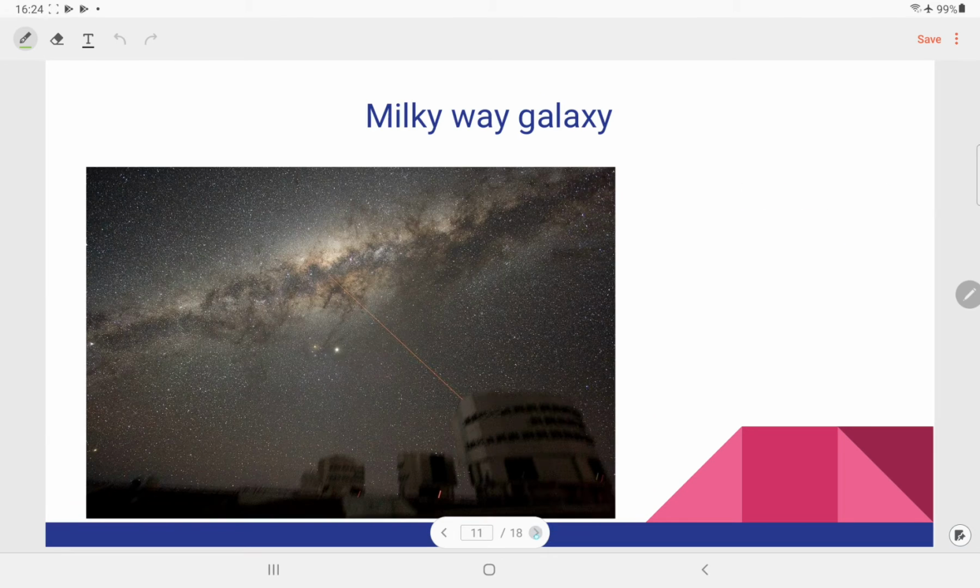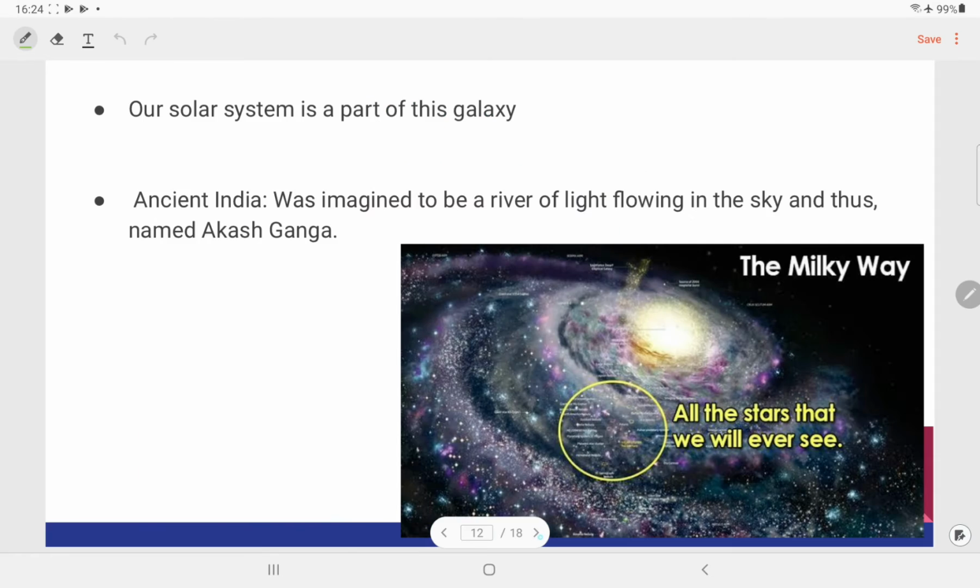Similarly, moving ahead, we have to know something about the Milky Way Galaxy. This is a figure of the Milky Way Galaxy, which we know as Akash Ganga. Our solar system is a part of this galaxy. Suppose this is the Milky Way Galaxy. This is one of the bigger things, and all the stars that we see are around in this small region, and the solar system is within this region only.